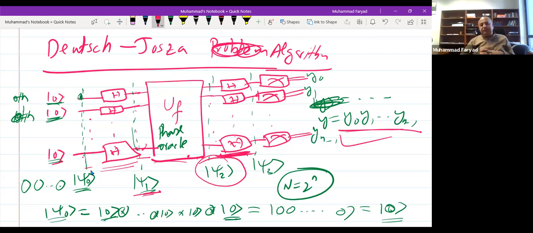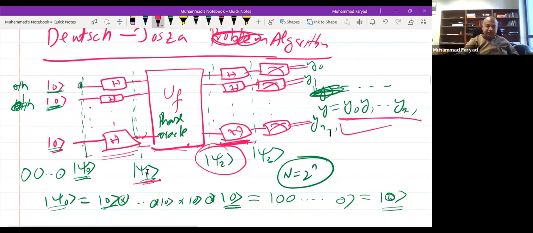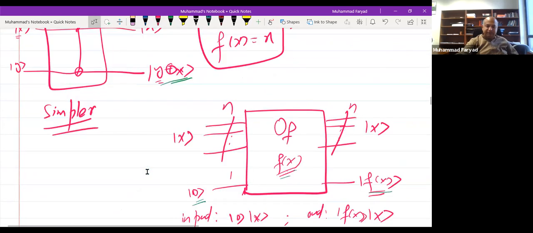So a problem that is exponentially hard on a classical computer can be solved efficiently on a quantum computer, and that is what started a lot of work on quantum computers beginning in 1992. And that's why this algorithm is important, because it stimulated that interest in quantum computers. Any question on the Deutsch Josza algorithm?